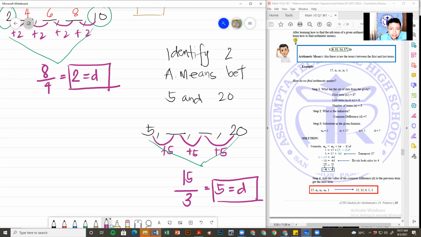It can't be just simply saying or doing your predictions without basis. Your predictions should always have basis. And that's what we should always be accountable for. Okay? So going back, we have here 5 plus 5, that's 10. 10 plus 5, that's 15. 15 plus 5, that's 20. And that's it. We were able to find arithmetic means by using that process.